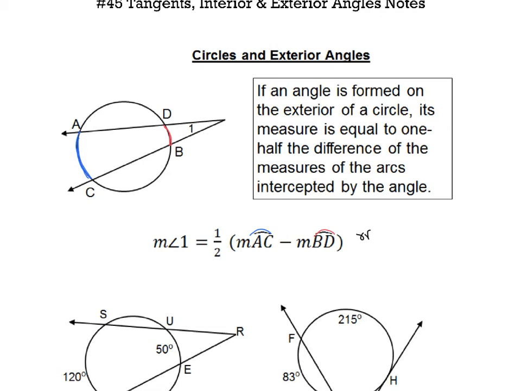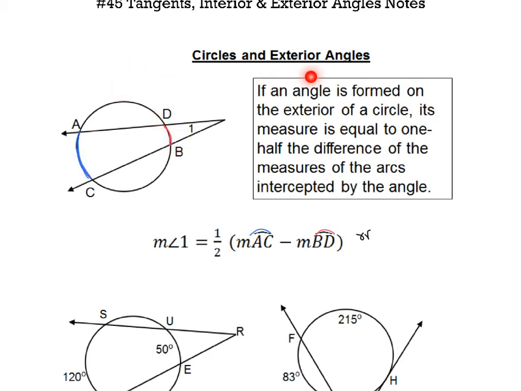All right. Moving on to the exterior angles. Well, this should be pretty straightforward because exterior would imply that it's outside of the circle. So as you can see here, angle 1 is located outside of my circle, so therefore it is called an exterior angle. If an angle is formed on the exterior of a circle, its measure is equal to 1/2 the difference of the measures of the arcs intercepted by the angle. So notice it's always going to intercept two arcs. So for interior and exterior, there are always two arcs that it's going to intercept.